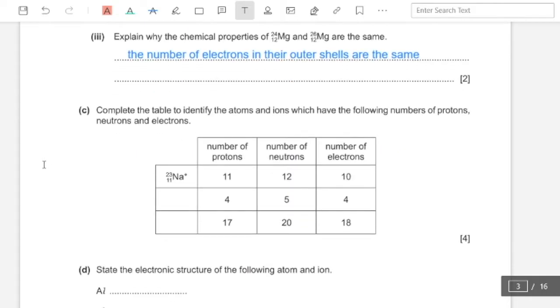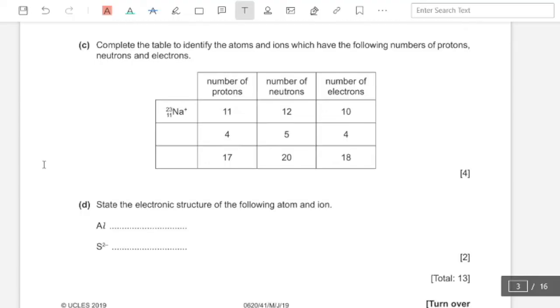Alright. Part C. Complete the table to identify the atoms and ions which have the following numbers of protons, neutrons and electrons. Alright, so here we have to complete the table to show if the particle over here is an atom or an ion and further identifying them. So the number of protons we have, 4. This tells us the atomic number of the atom or ion.